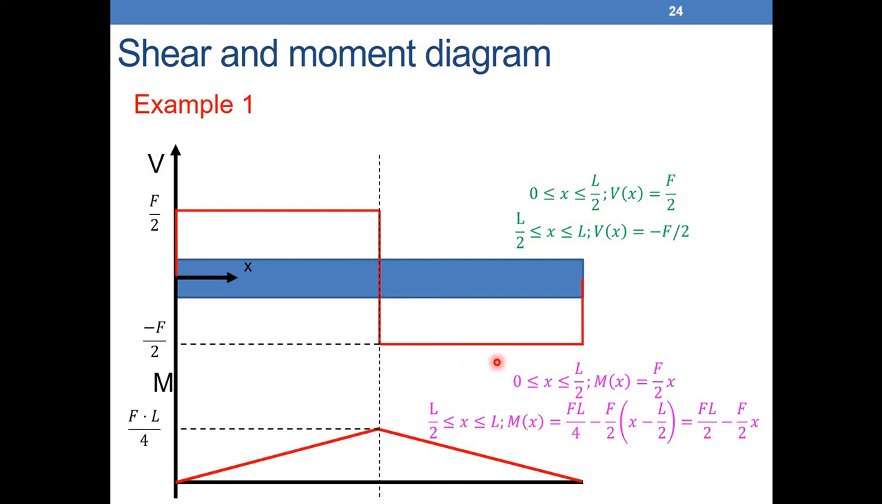Between L over 2 and L, it's also linear, but starting from FL over 4 minus F over 2. So we can see that the slope of M, if I take the derivative of M, gives me V. Here the same thing: the derivative of M gives me V.